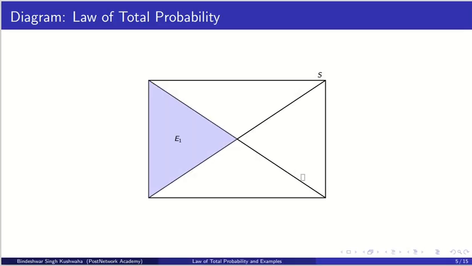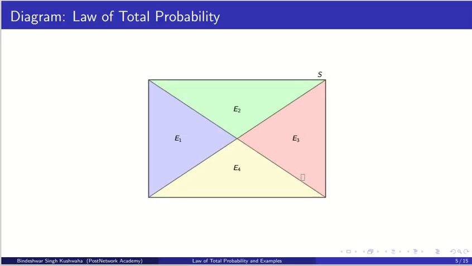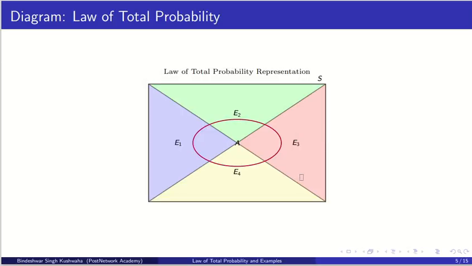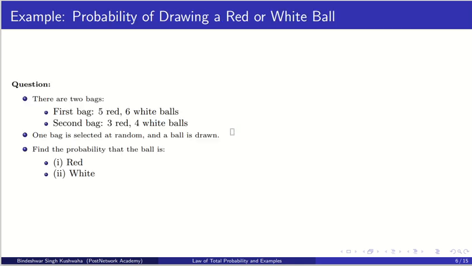Now just see the diagram. E1, E2, E3, E4 are events and A is here. So this is the law of total probability representation, where this is the sample space. Now let us see an example.